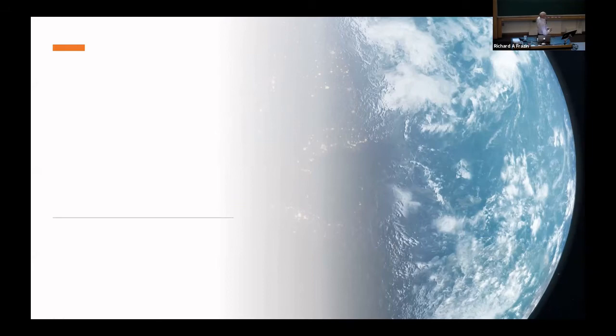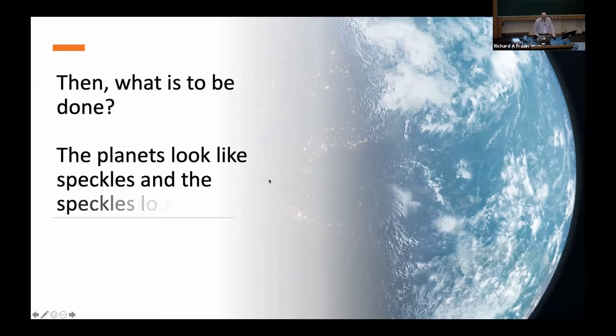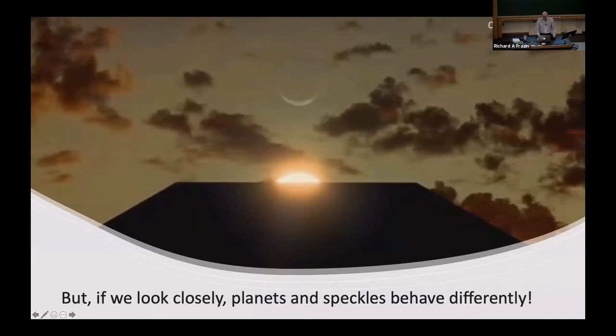All right. Well, anyway, if you had a planet that was closer to the star, you'd see that it'd be very confounded by the speckles. All right, so then what can we do? The planets look like speckles and the speckles look like planets. But if we look closely, the planets and speckles behave differently.